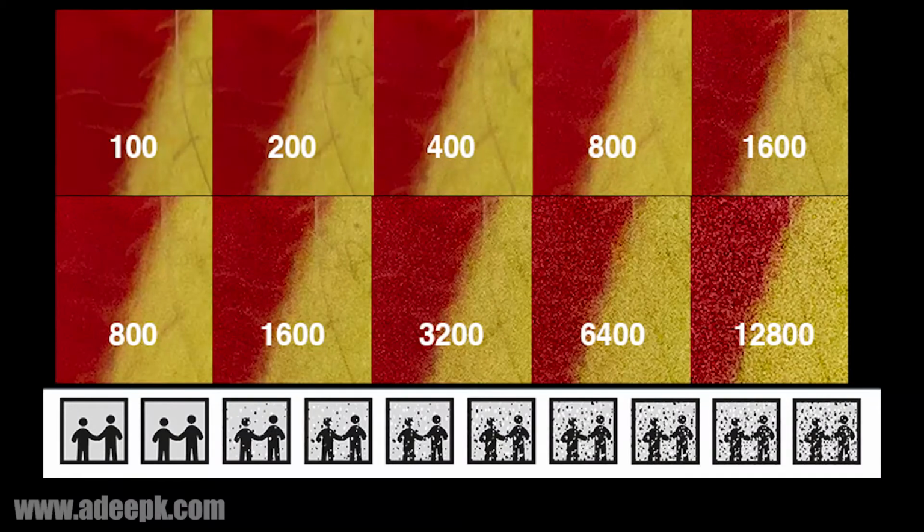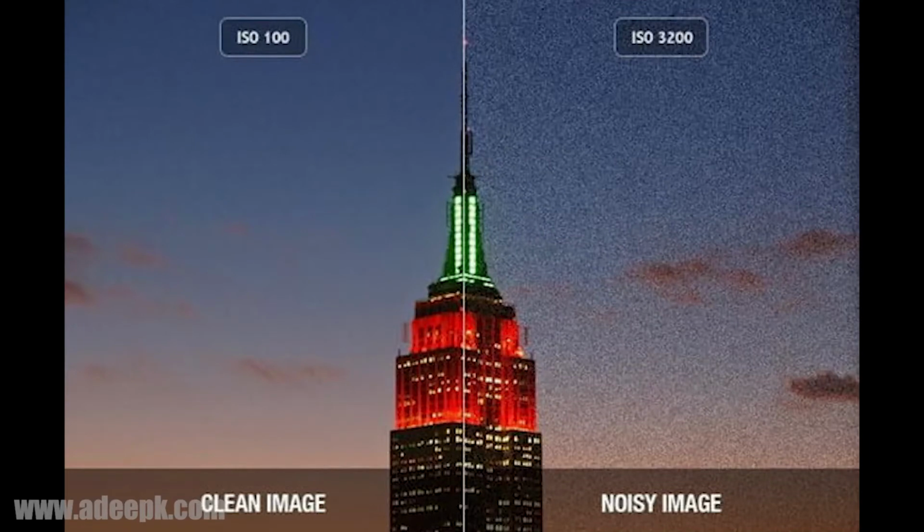The third and final component of the exposure triangle is the ISO. ISO stands for International Standards Organization. It has been derived from the old film days. ISO refers to the sensitivity of the camera to light. So the higher the ISO, the more light will be exposed and there is a chance for noise to appear in your picture. For example, if you need to shoot a photograph during the night, you need to use a higher ISO in the range of 800 or 1600 to expose the image properly.